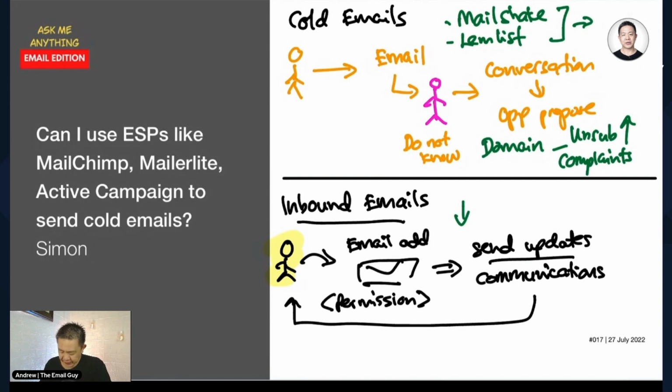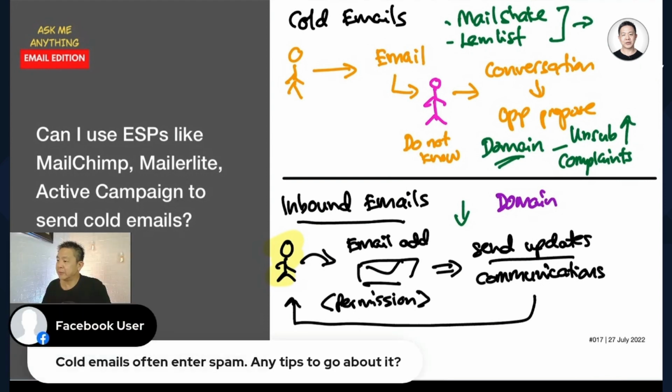So you want a separate domain so that at worst, this domain will not affect your main inbound domain that you use for sending out emails to people who have already given you permission. These are generally the key things you want to be aware of, and not use the normal ESPs to actually send your cold email.